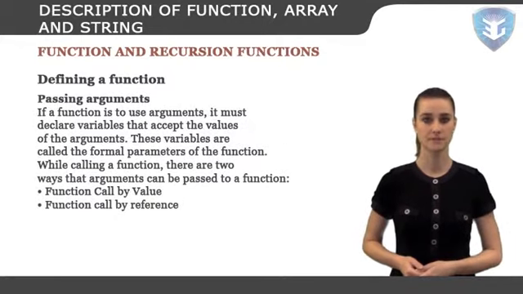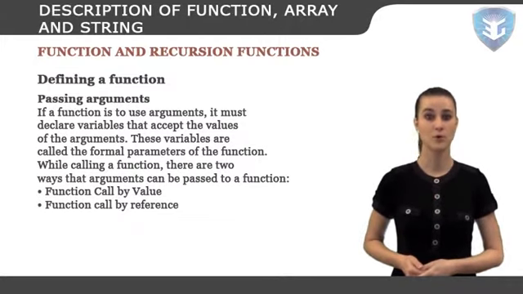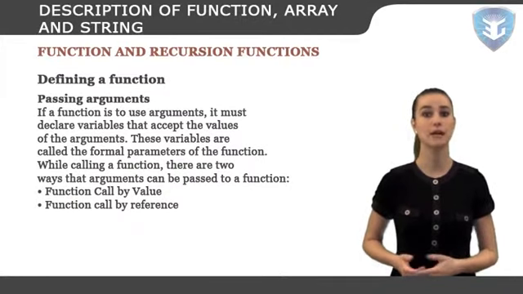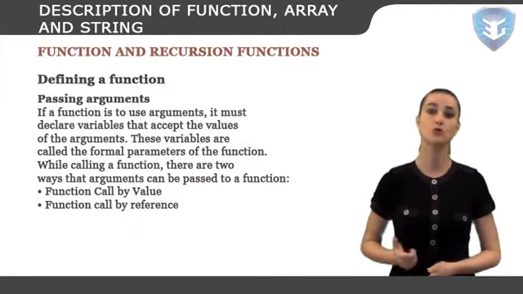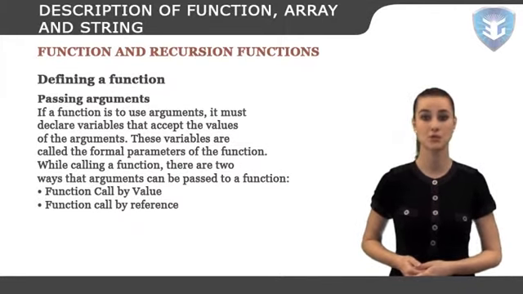Passing arguments. If a function is to use arguments, it must declare variables that accept the values of the arguments. These variables are called the formal parameters of the function. The formal parameters behave like other local variables inside the function and are created upon entry into the function and destroyed upon exit. While calling a function, there are two ways that arguments can be passed to a function. Function call by value, function call by reference.